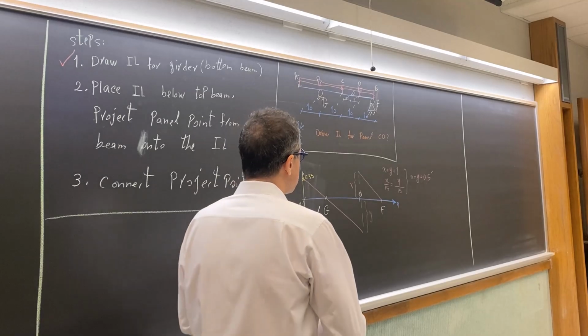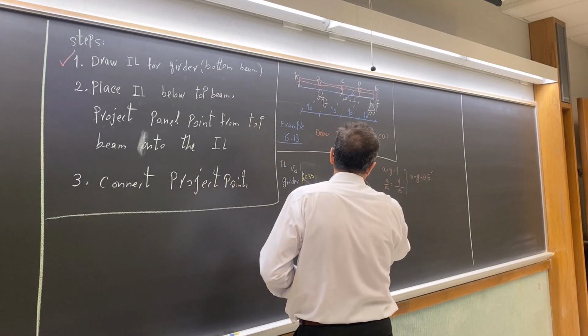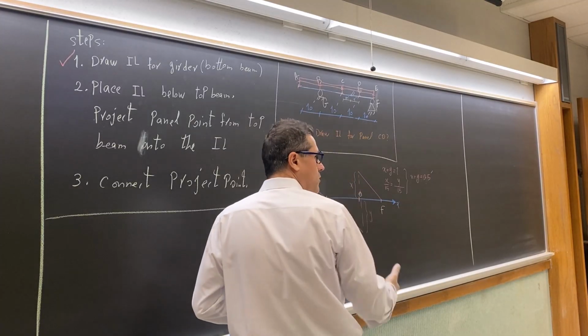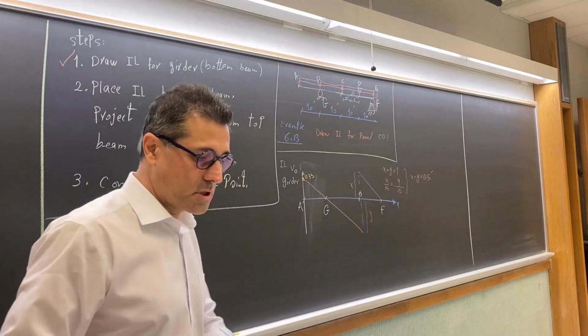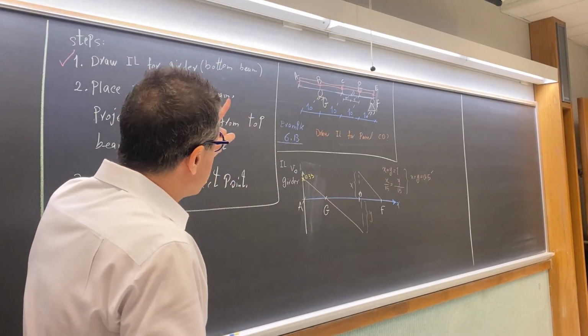Why? Because this is 0.5, this is 0.5. You have all these dimensions. So you have this angle, you have this angle, you have this dimension, so you can find it. It's just geometry. Did you understand? It's just geometry. Okay, next panel point.